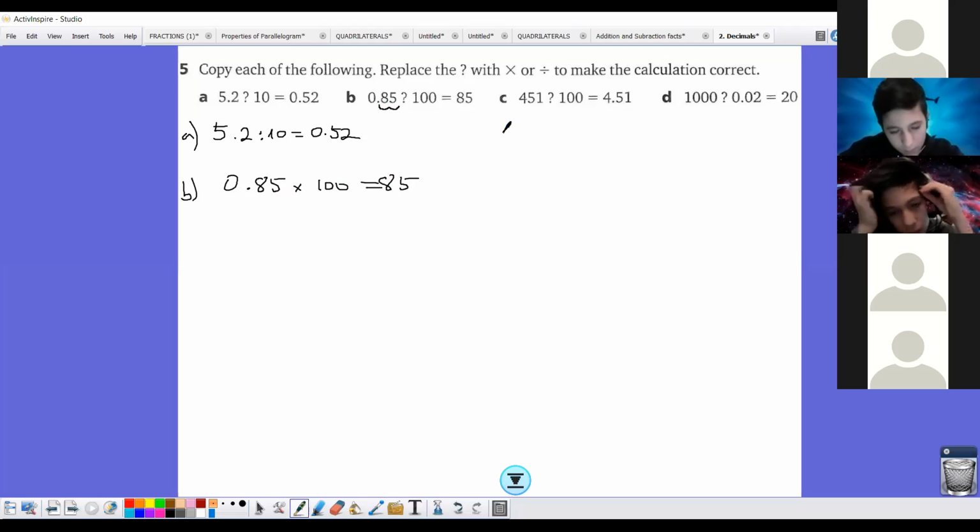Donny, in C, it's multiplication, but Donny has to do it. We have 451 and we are multiplying or dividing by 100 and it becomes 4.51. So do you have multiplication or division here?